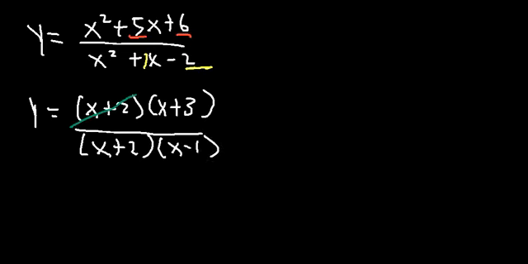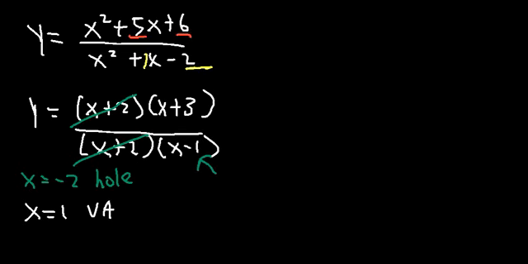Notice that the x plus 2's cancel. So if you set x plus 2 equal to 0, x equals negative 2 is a hole. The vertical asymptote is based on this one because the x minus 1 couldn't be canceled. So x equals 1 is the vertical asymptote.